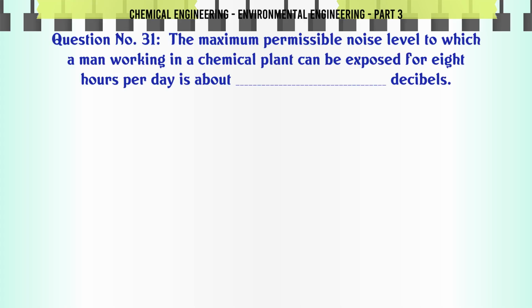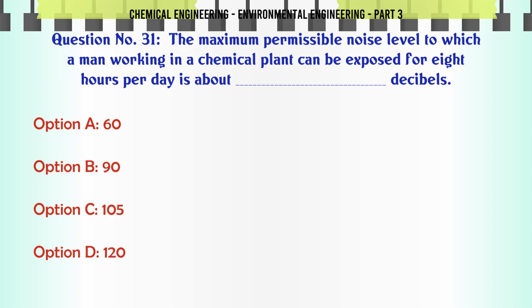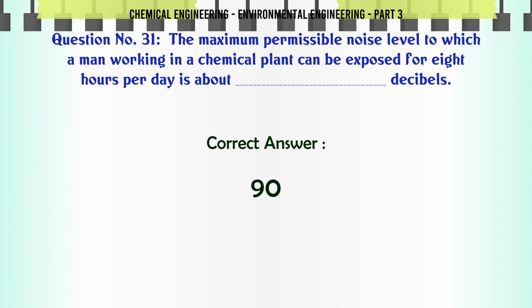The maximum permissible noise level to which a man working in a chemical plant can be exposed for 8 hours per day is about decibels. A. 60. B. 90. C. 105. D. 120. The correct answer is 90.